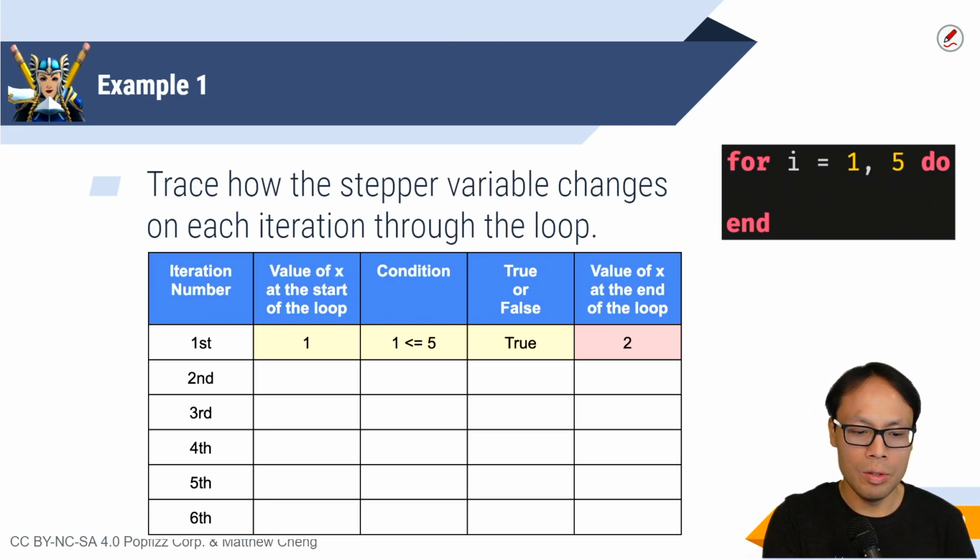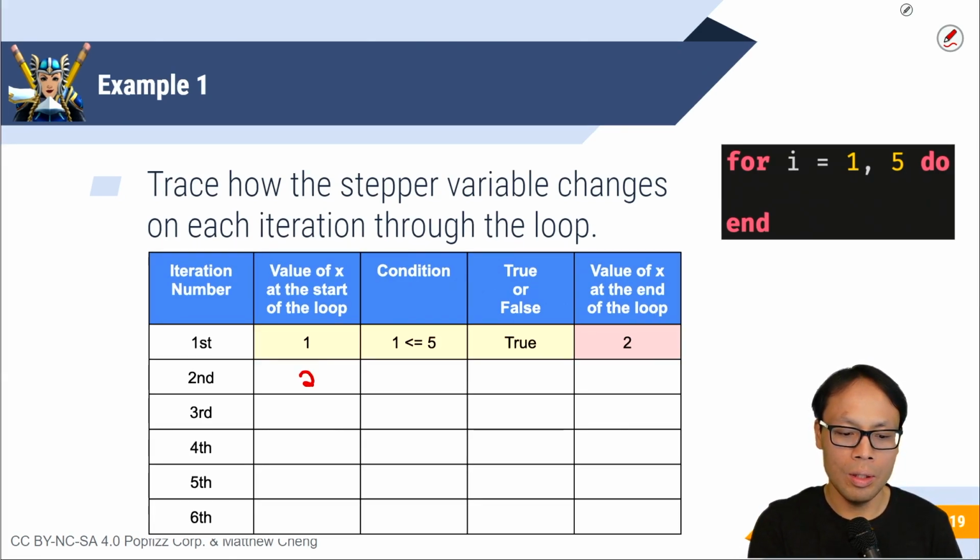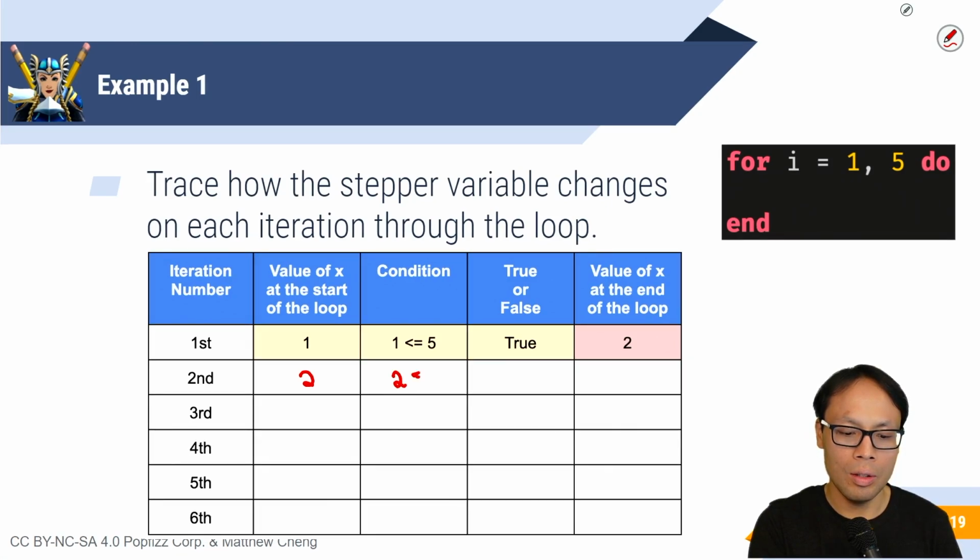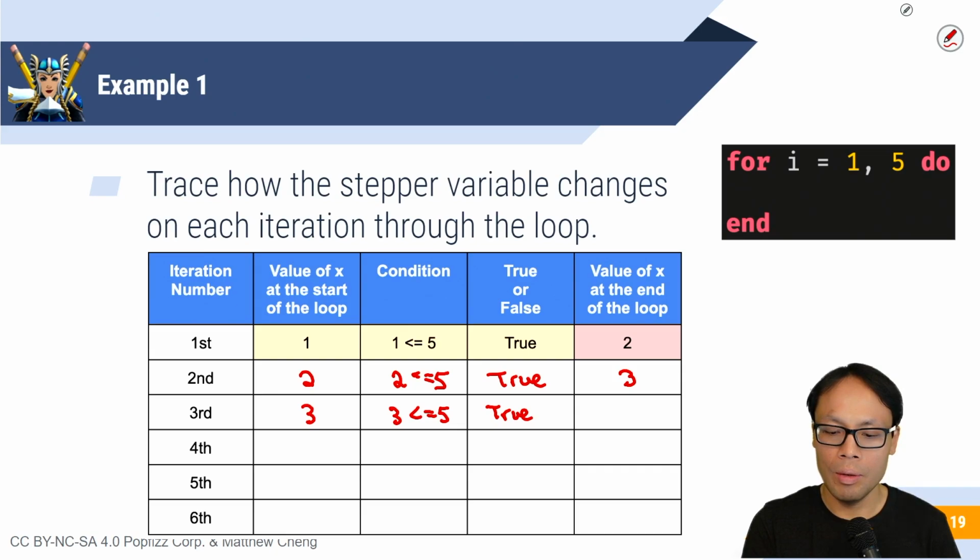Let's continue tracing this out. We've got 2 less than or equal to 5. That is true, and so we automatically increment by 1, so now we have 3. The condition here is 3 less than or equal to 5. That condition is also true. We go up by 1 automatically, so that's 4. And so now we have 4 less than or equal to 5. That is still true, and we go 4 plus 1 is 5.